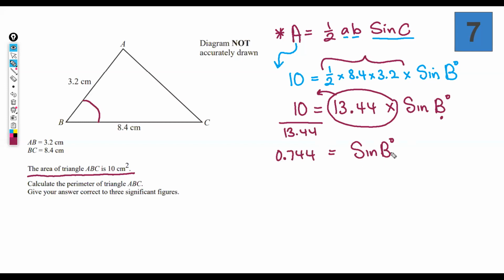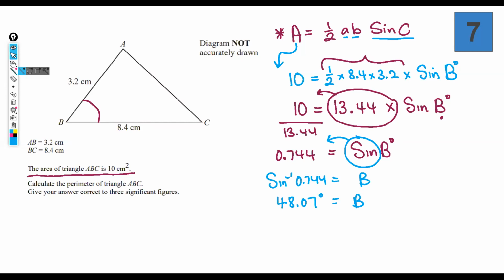But we're not finished because we want to find angle B. So we take sine, throw it across. That will leave B alone on one side. And then you'll get sine inverse 0.744. Second function, sine 0.744. Yep, and you all are getting the correct answers now. 48.07 degrees.